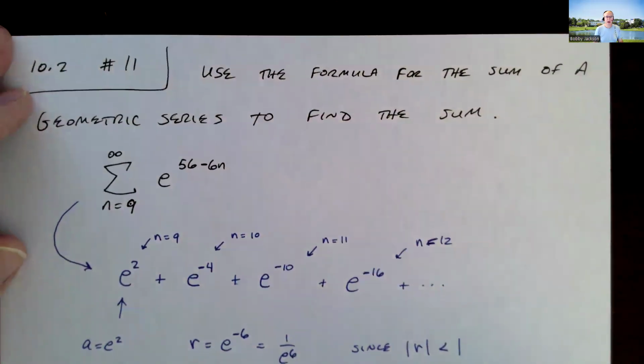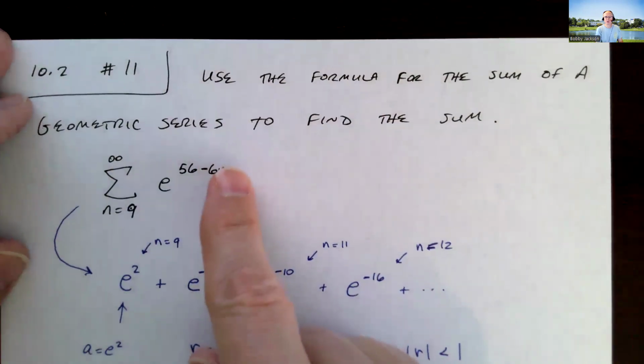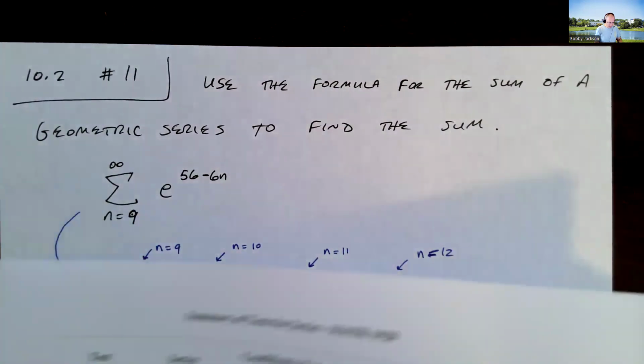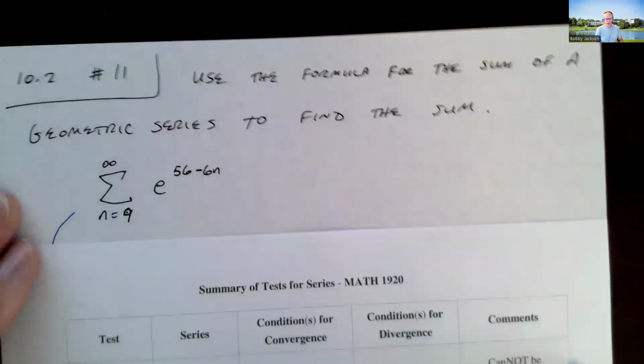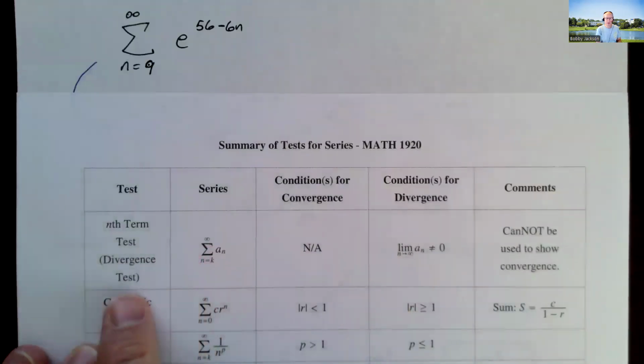All right, let's take a look at number 11. We're going to use the formula for the sum of a geometric series to find the sum of this series here. Now, it looks a little strange. I'll just remind you, of course, they tell you it's a geometric series, and on the test, I give you the summary of tests for series.